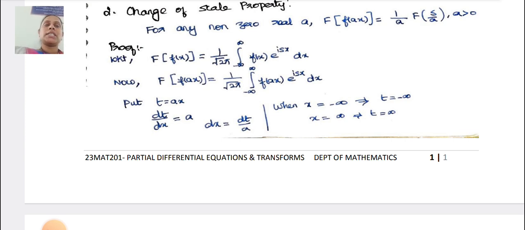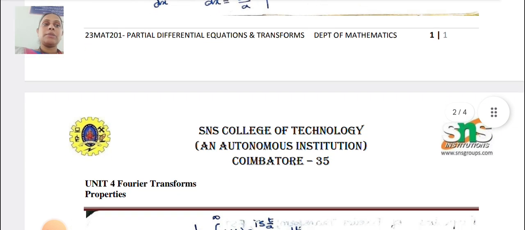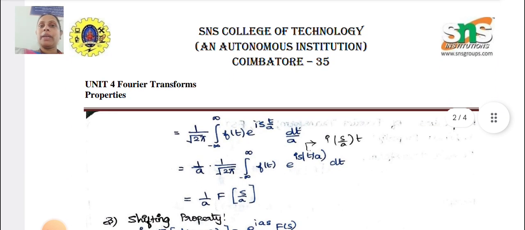Here we want to change x in terms of ax. Then we take t equal to ax and differentiate: dt by dx equals a, so dx equals dt by a. So we substitute ax as t, and instead of x we replace it with t by a, and dx is dt by a. So this is 1 by root 2 pi, integral from minus infinity to infinity of f of t e power i s t by a times dt by a. Here 1 by a is a constant, so take it outside.